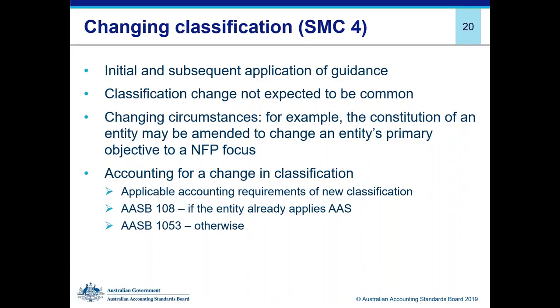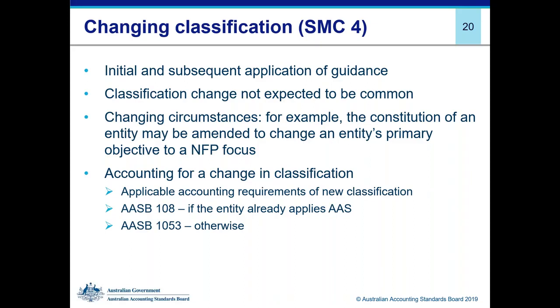Now, first and foremost, of course, the reclassified entity would have to apply the newly relevant accounting requirements set out in accounting standards. So if a for-profit entity became a not-for-profit entity, then for the first time it would have to start thinking about the requirements in AASB 1058, income of not-for-profit entities, and would have to change its accounting for any government grants that it had received previously, which would have been accounted for as a for-profit entity under AASB 120.